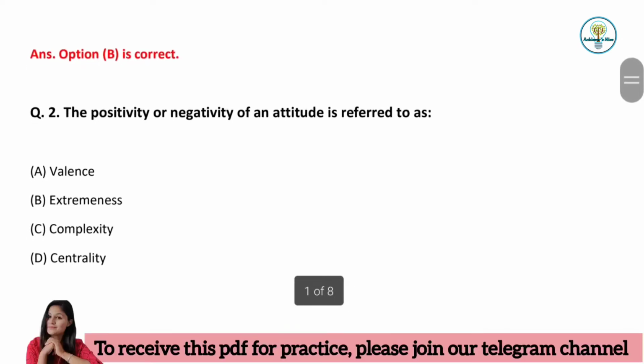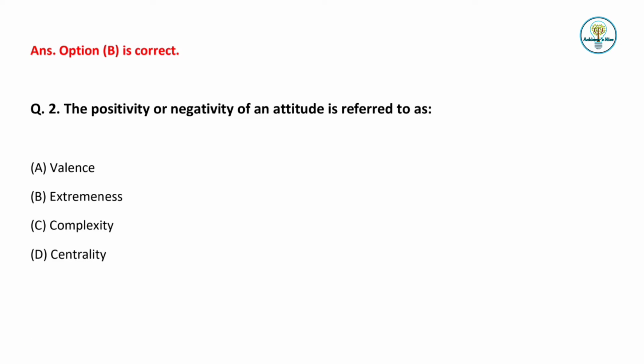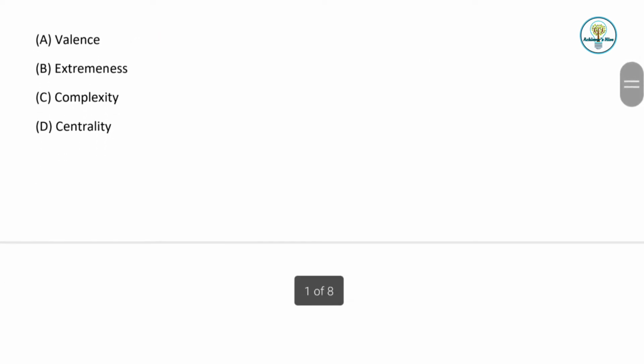Coming to the next question, the positivity or negativity of an attitude is referred to as what? It is one of the characteristics of an attitude. Actually, the four options all are characteristics of an attitude. So you have to find out which one among these is the characteristic known for positivity and negativity. So the correct option is A, valence. Valence is known for the positivity or the negativity of an attitude. So the correct answer for this question is option A, valence.